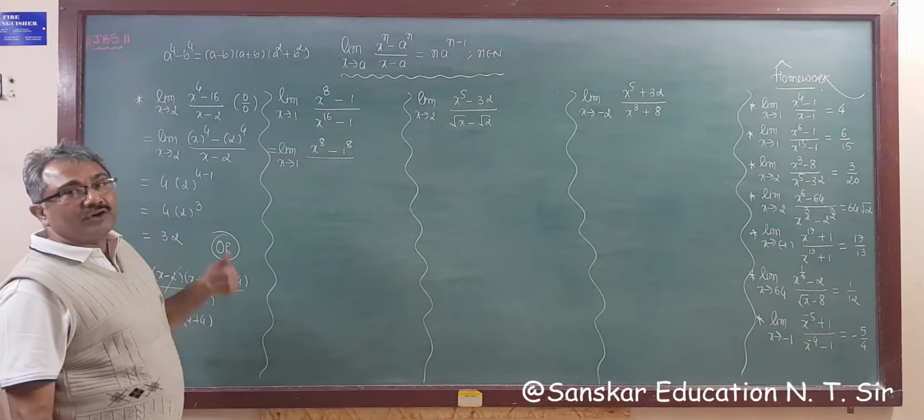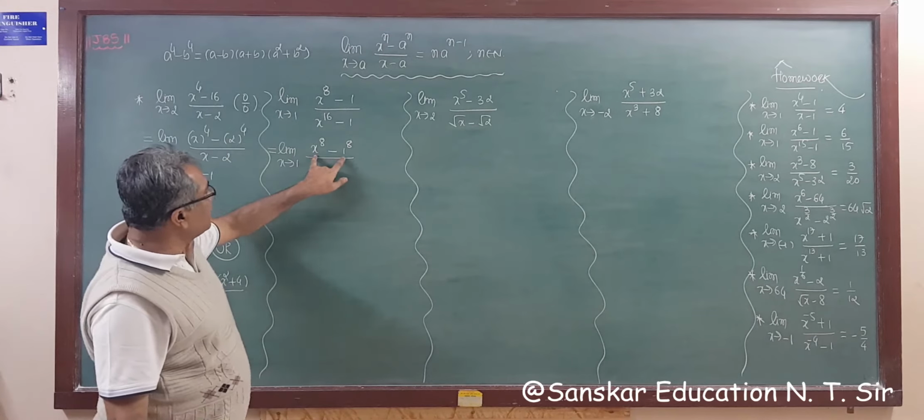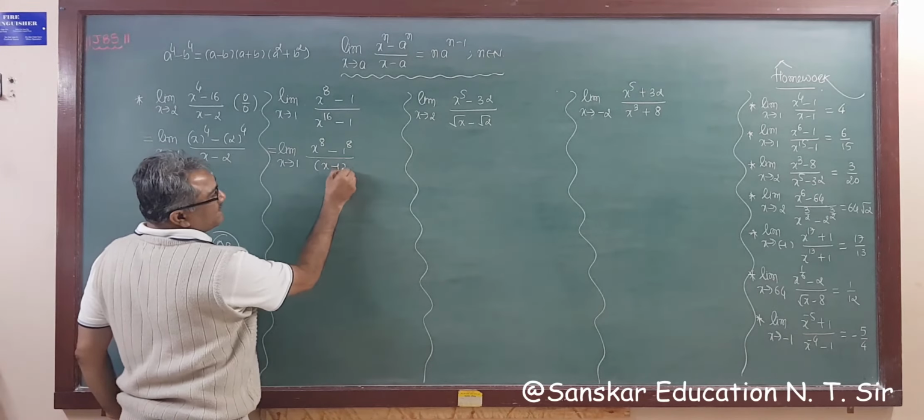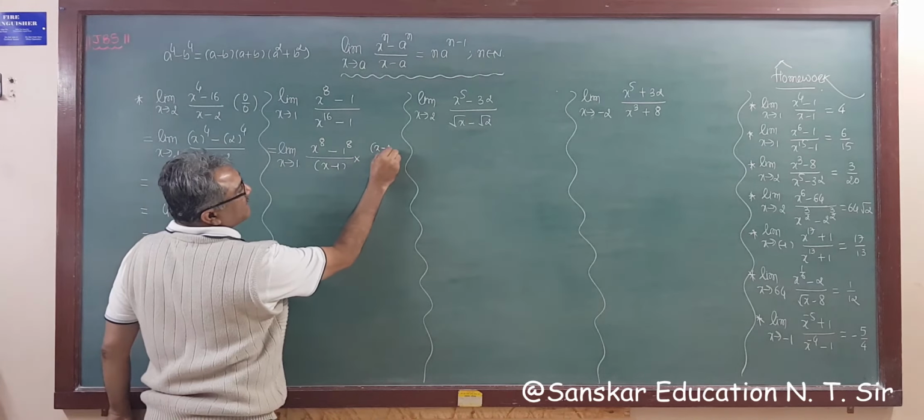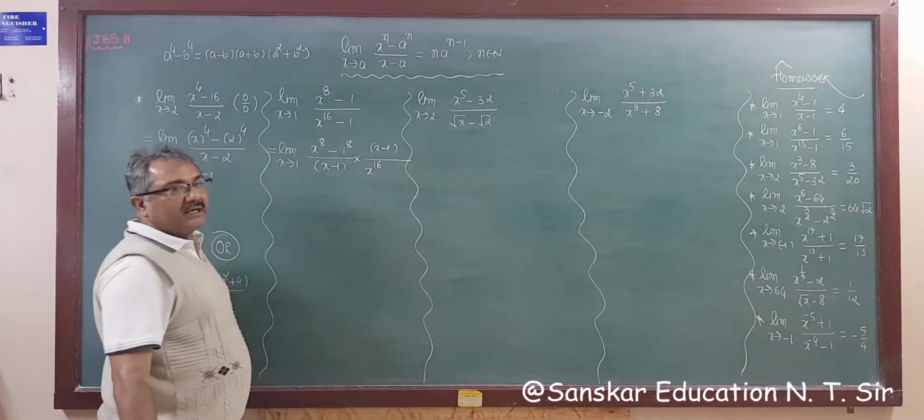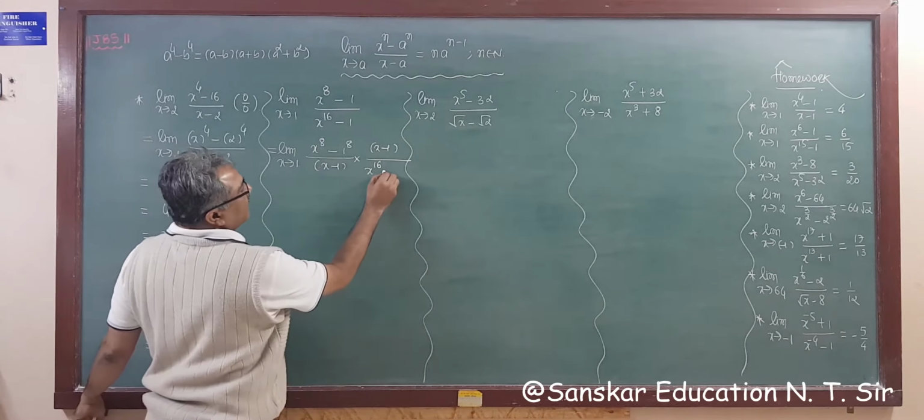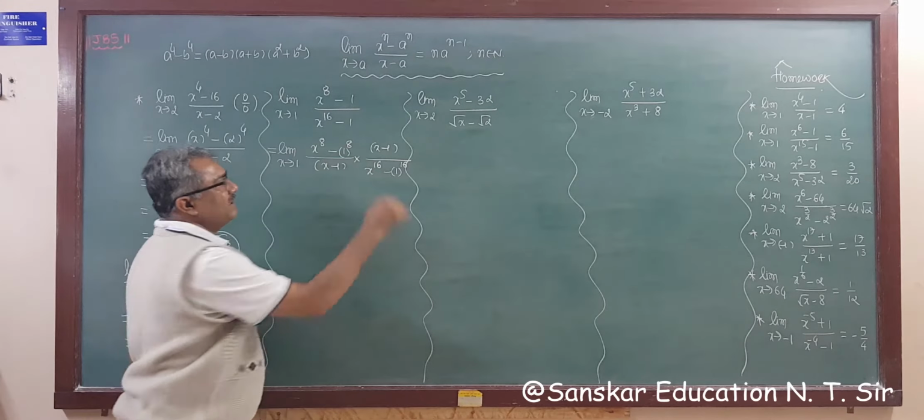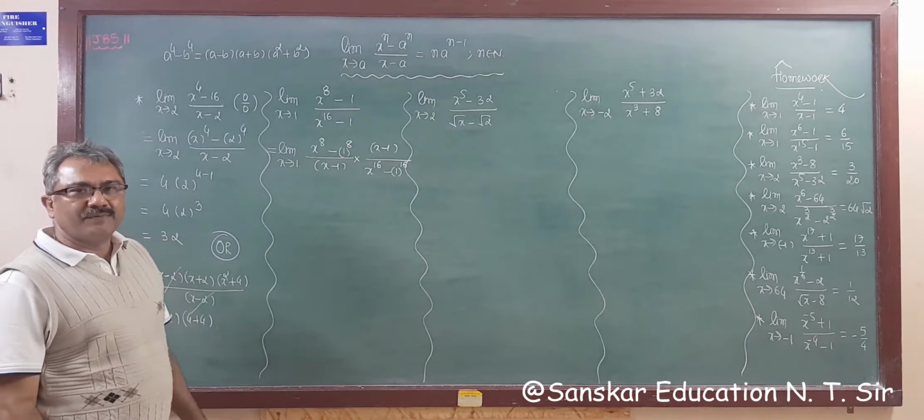Now in the denominator what do we require? x minus 1, but it is given x raised to 16. So I am dividing by x minus 1 and multiplying by x minus 1, whole upon, here we have x raised to 16, and instead of 1 we can write 1 raised to 16.